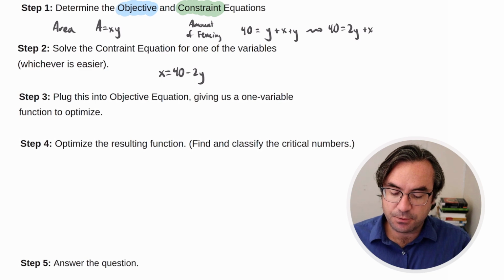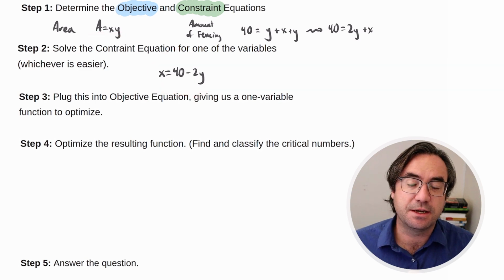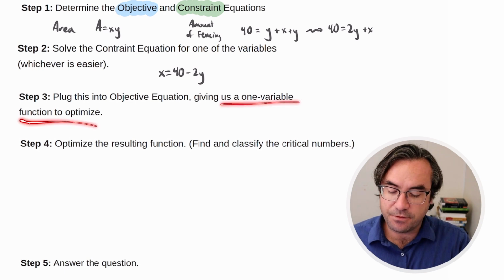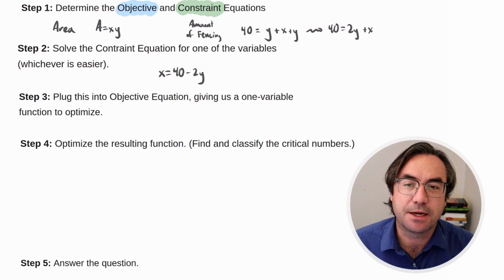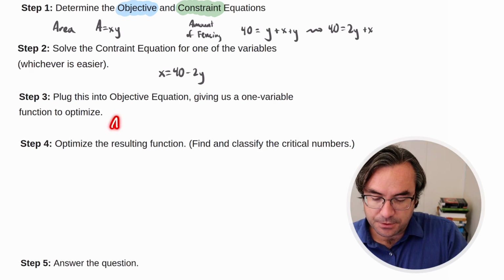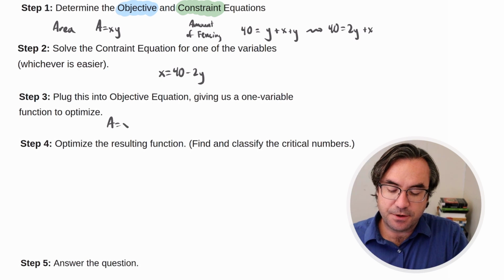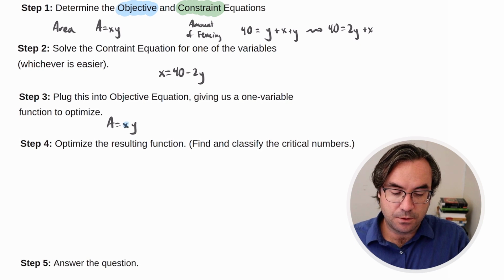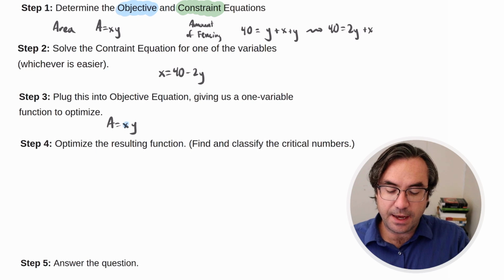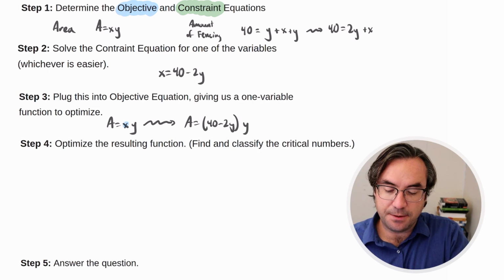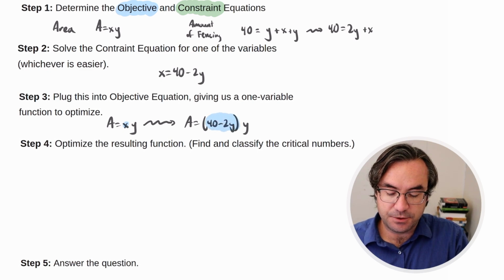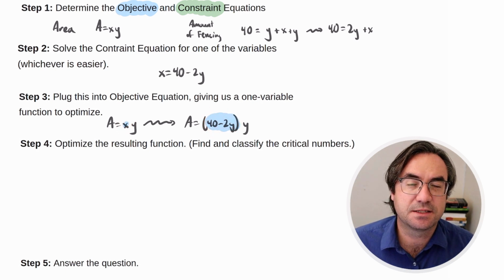And then the next step is we plug this result into our objective. And that's going to give us a one variable function. So we're going to plug it into our objective equation back here. So our objective is this area function, x times y. And instead of that x, we're just going to fill in what we know x should be equal to. And we get area is 40 minus 2y times y. And again, all we've done is we've changed this x to what we know x is from our constraint.